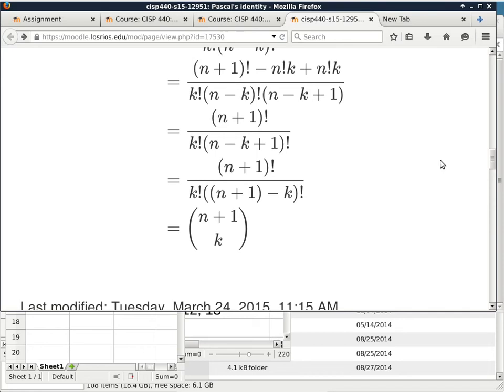And if the C is a P, then it becomes the number of permutations of picking k things out of m. Permutations is when the ordering is significant, and combinations means the ordering is not significant.